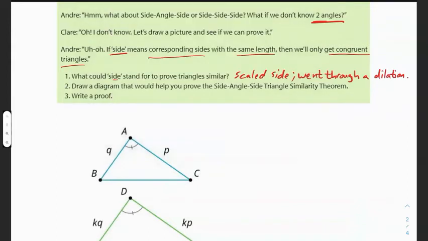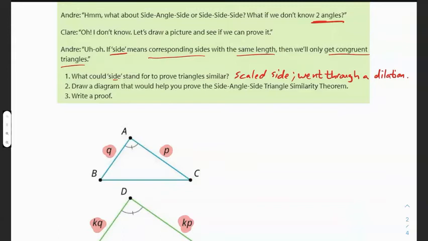Maybe that's what it means to be scaled: you have Q to K times Q, then you have P, and then that goes to K times P. They're both multiplied by the same scale factor, all right? Now let's see, draw a diagram. Looks like we already did that. I already got two triangles down there for you.